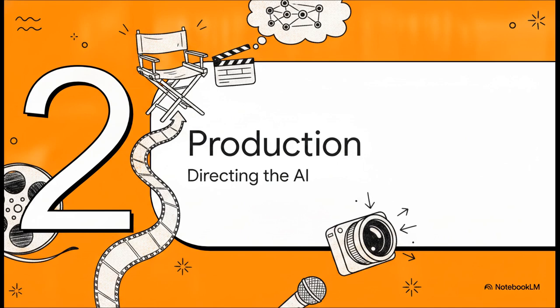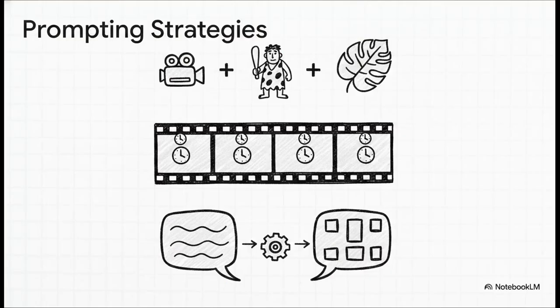Okay, moving on to phase 2, production, directing the AI. This is where we learn how to properly format text to get exactly the cinematic shot you're visualizing. So, stepping into the director's chair, you've got 3 core prompting strategies. The simple prompt is your everyday workhorse: camera movement, subject, and action. Think tracking shot of a caveman creeping through the jungle. Then you have timeline prompting, which adds shot-by-shot context. Finally, there's the translation method.